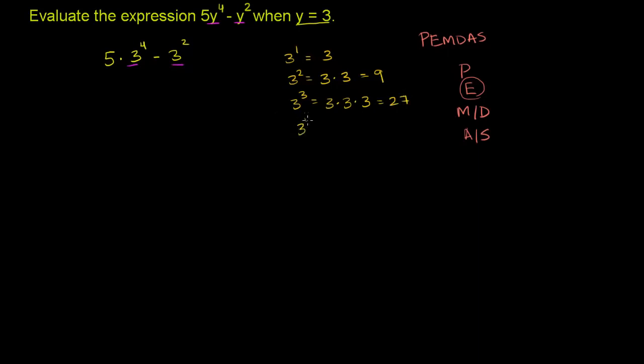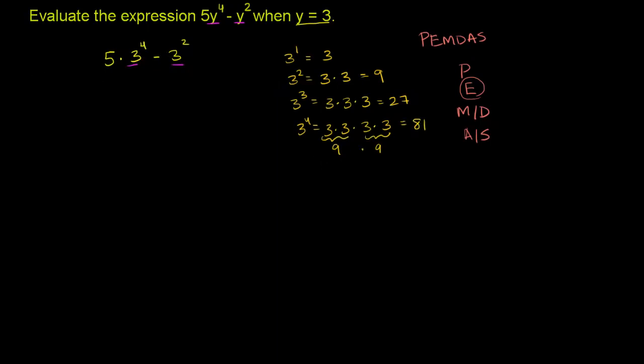3 to the fourth is equal to 3 times 3 times 3 times 3. So 3 times 3 is 9, 3 times 3 is 9. So it's going to be the same thing as 9 times 9. So this is going to be equal to 81. So we now know what 3 to the fourth is. We know what 3 squared is. Let's just put it in the expression.